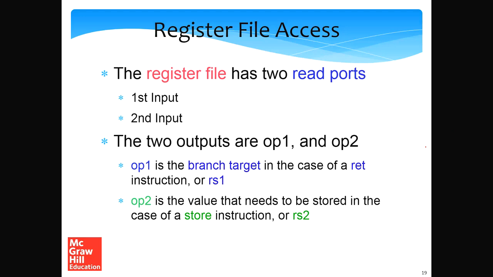Let me now repeat what was said in the previous slide. The register file has two read ports, which take the two inputs. The first read port, whose output is OP1, is the branch target in the case of a ret instruction, that is, the return address, or it is the first source register RS1. OP2 is the value that needs to be stored in the case of a store, or it is the second register source RS2.